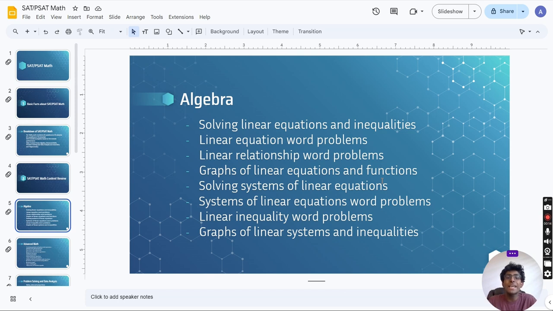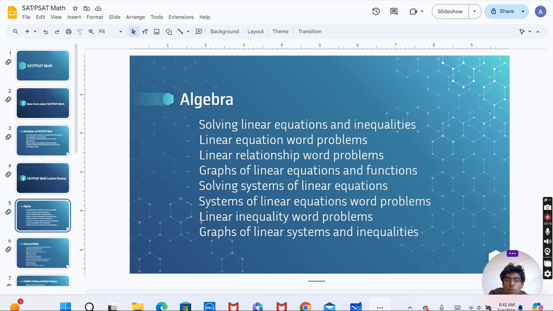Today we're going to be going over the algebra content area for the SAT and PSAT math section. This is the first major content area that you should know for the exam, and some of the concepts that we're talking about here are going to be built upon in later content areas, so please make sure you're understanding this section really well. So we're going to start from the beginning. We're going to start with linear equations and inequalities.